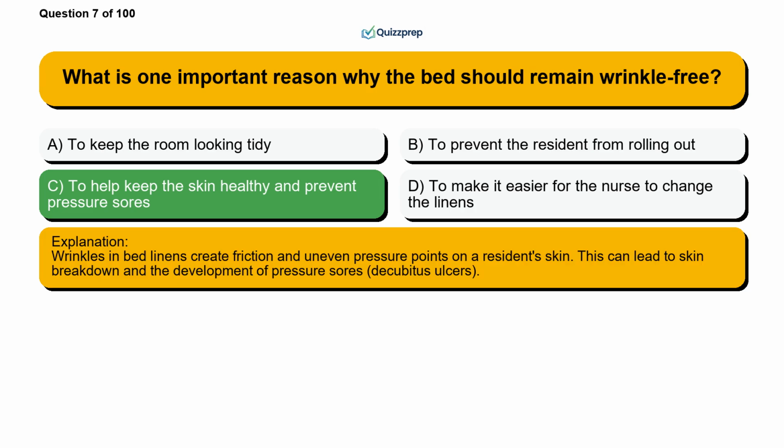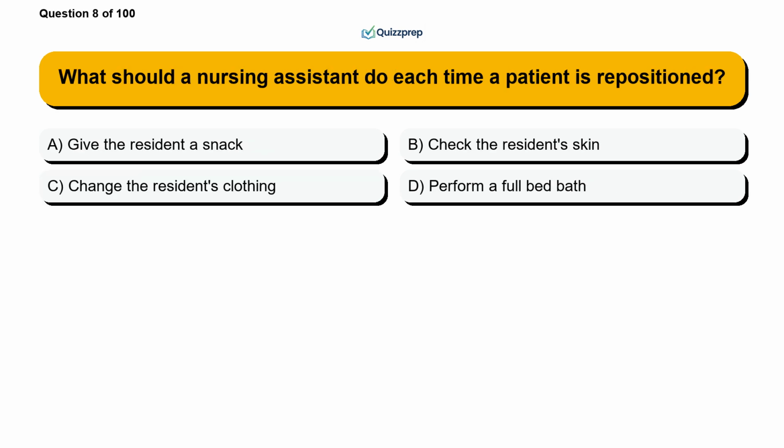Wrinkles in bed linens create friction and uneven pressure points on a resident's skin. This can lead to skin breakdown and the development of pressure sores, decubitus ulcers. Question 8. What should a nursing assistant do each time a patient is repositioned?